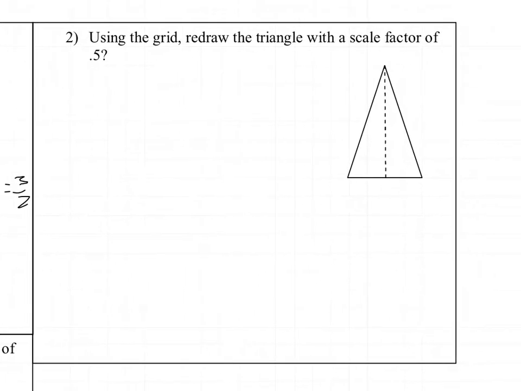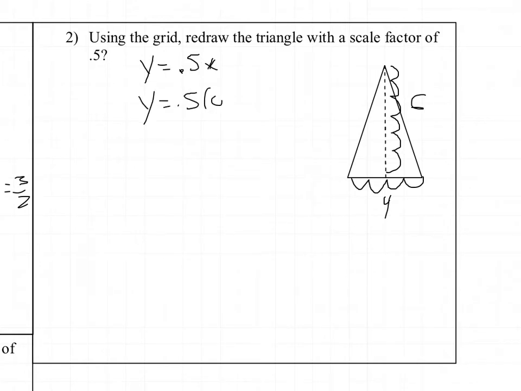Looking at the second one, use the grid, redraw the triangle with a scale factor of 0.5. So looking at this, we can see our original length is, if we count it out, 1, 2, 3, 4. And our original height is 1, 2, 3, 4, 5, 6. So using our scale factor, y is equal to 0.5 times x. That's going to give us a height of 3 equals 0.5 times 6. Give us a height of 3.